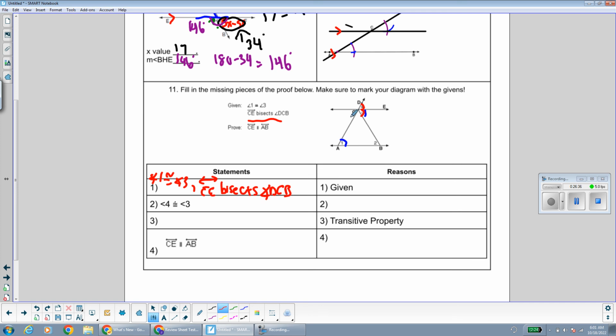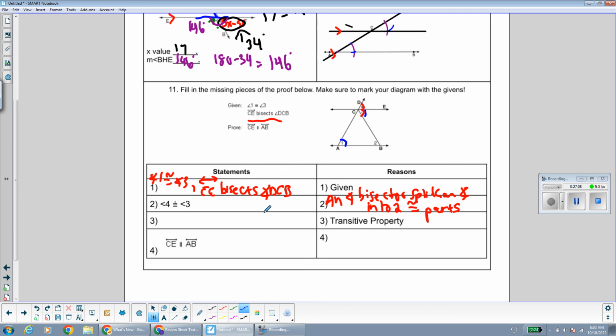We already concluded together that angle 4 and angle 3 were congruent. And we said that because we have an angle bisector. And we know that an angle bisector splits an angle in half or into 2 congruent parts. So the reason for the next one is transitive property.